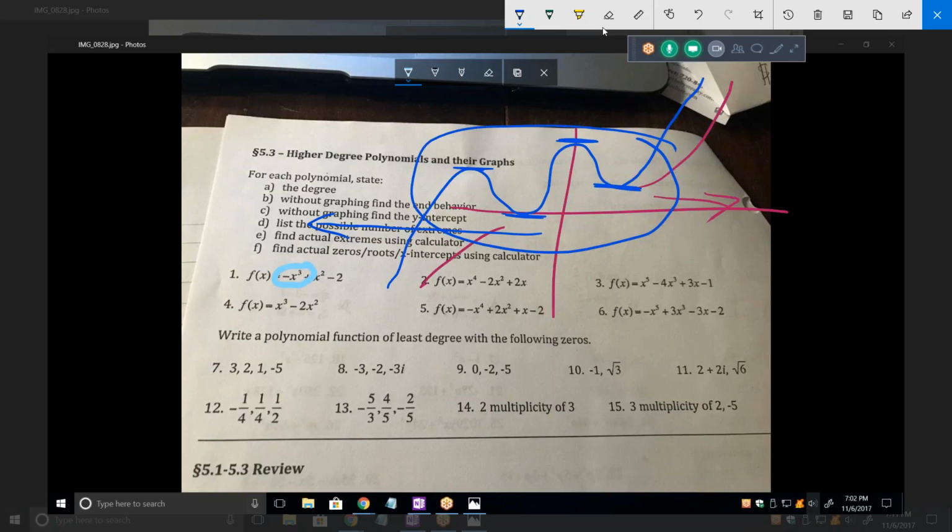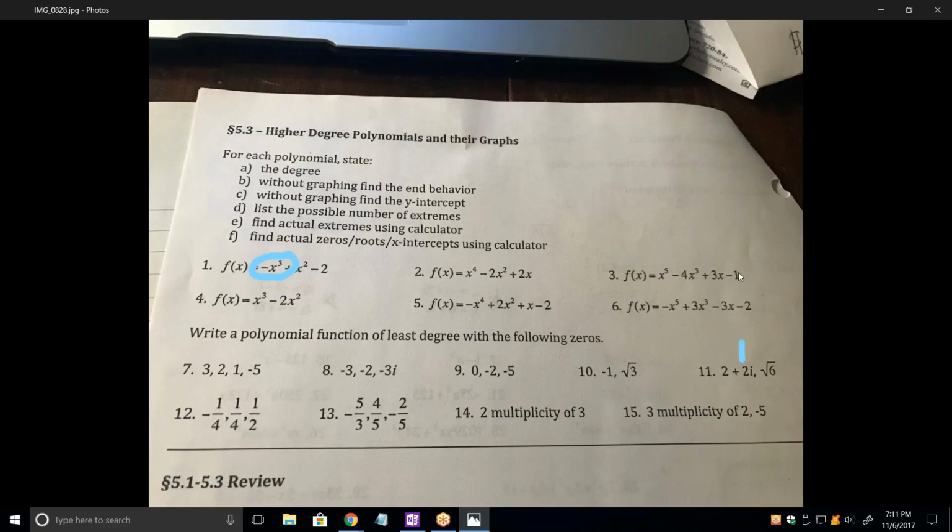And how about the other side? As x goes to infinity, f of x is going to go to negative infinity. That's it. Okay, cool.